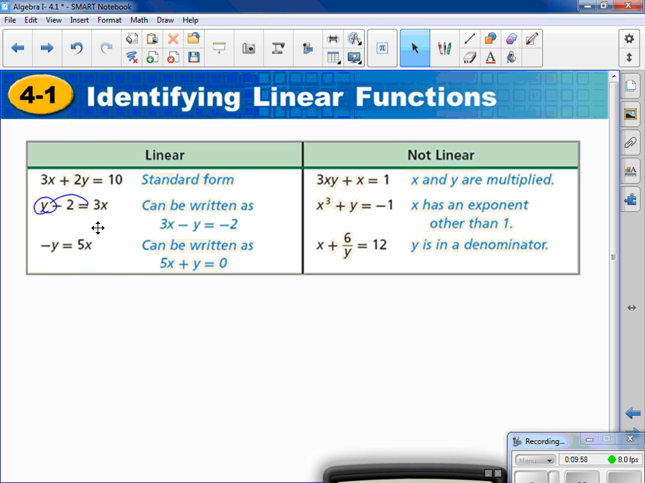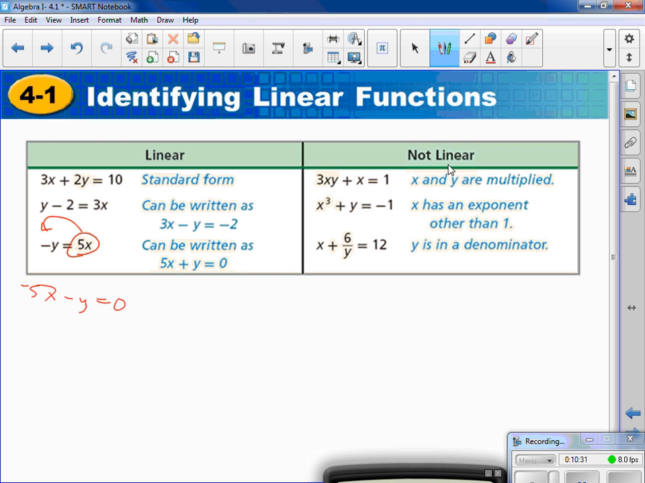Negative y equals 5x. If I take this y and throw it over, I have 5x plus y equals 0. That is standard form. I could have moved this the other way, which I was starting to do, but I noticed it was written different. I could have moved this over and had negative 5x minus y equals 0. That's standard form also. It doesn't matter if I move everything to the right or to the left. It's not picky.